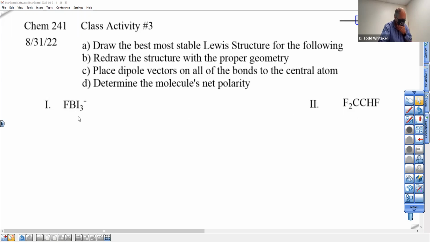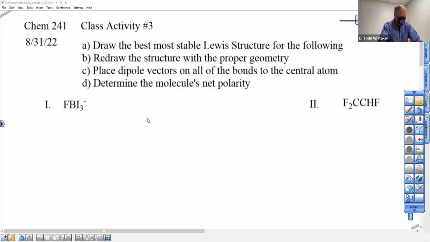One's an ion. It's the triiodofluoroborate ion, of course. What? No, don't worry about that. Everything's got a name. And this one is trifluoroethylene, if you're curious, but don't worry about that. That's organic because it's got a C bonded to H.